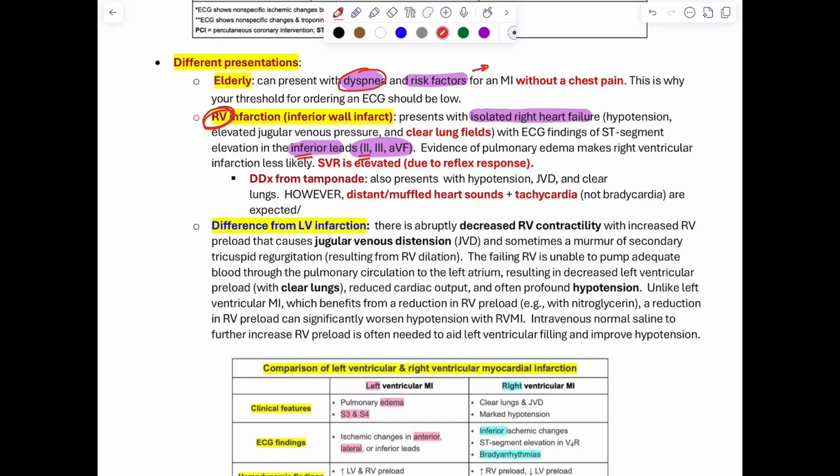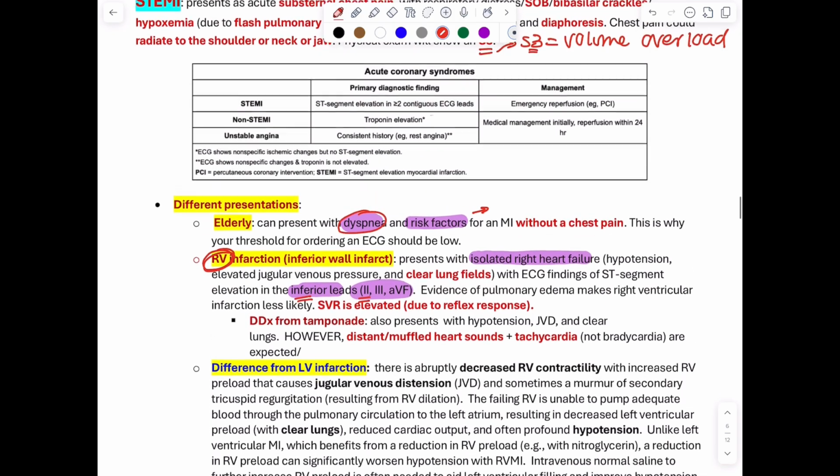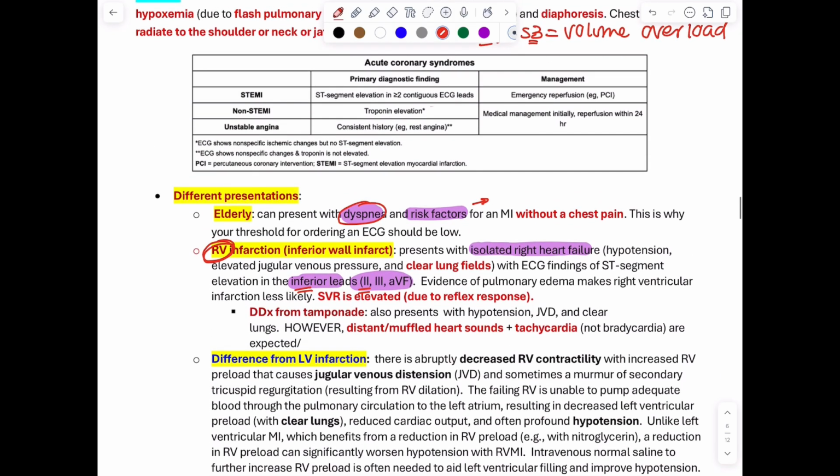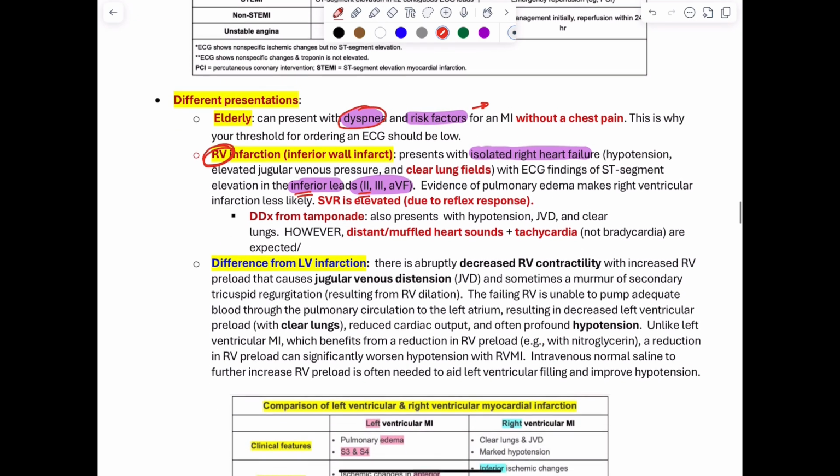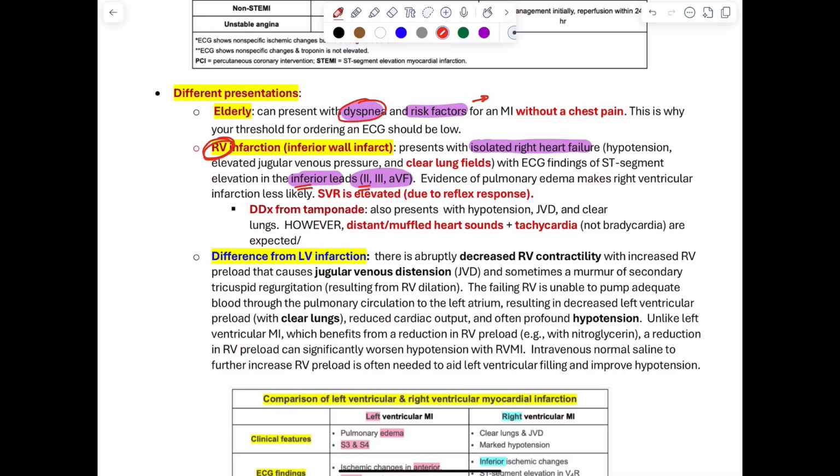Remember with the regular STEMI, when you get a regular MI, the left ventricle gets impacted, and so you get the backup of fluid into the lung, and you start getting all these respiratory symptoms. But with a right ventricular infarct, the right ventricle stops working, so the backup of fluid occurs before the right ventricle. You're going to get clear lungs, okay?